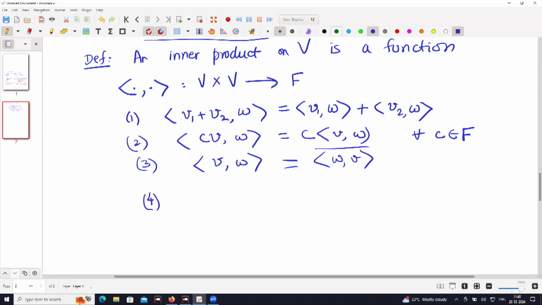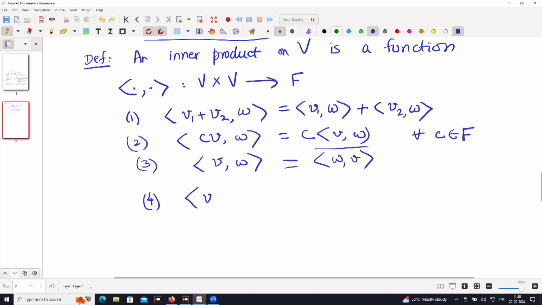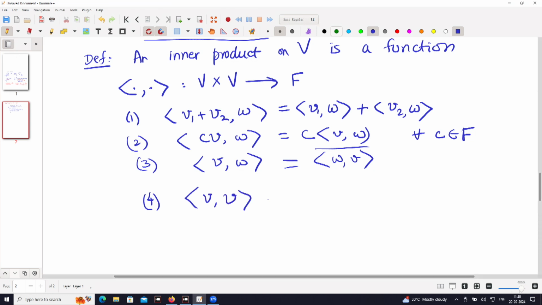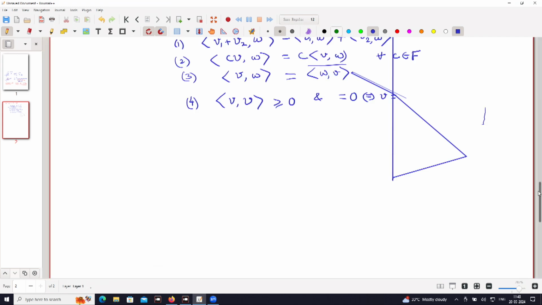And finally, if we take V with itself, this is the most important property, then the answer is always greater than or equal to 0, and equality holds exactly when V is 0. So, these are the properties of inner products which I think you must be familiar with. That is the positive definite defining property. Now, the standard inner product, of course, is the one which satisfies all these identities on Rn, and for Cn we just have to tweak it a little bit.